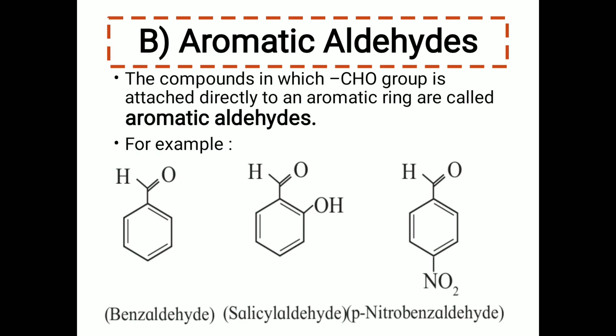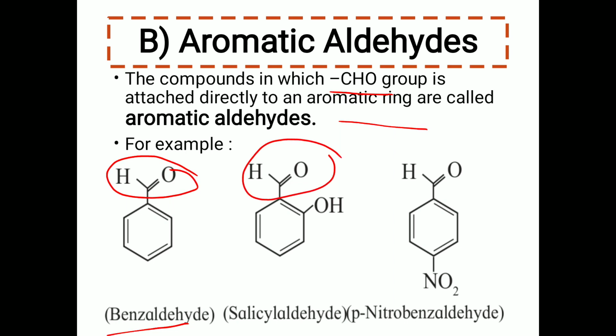Next, the second one is the aromatic aldehydes. The compounds in which the CHO group, that is the formyl group, is attached directly to an aromatic ring are known as aromatic aldehydes. Here the CHO group is directly attached to the benzene ring, so the name is benzaldehyde, an aromatic aldehyde. Here also the formyl group is directly attached to the aromatic ring, and there is a hydroxyl group, so the name is salicylaldehyde.